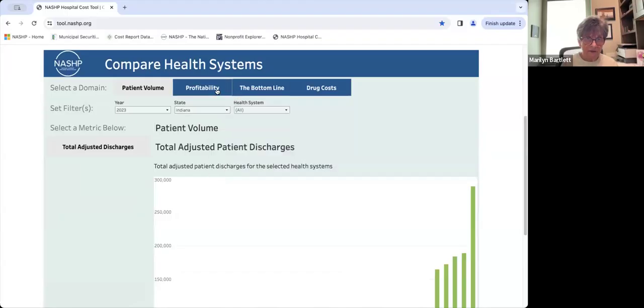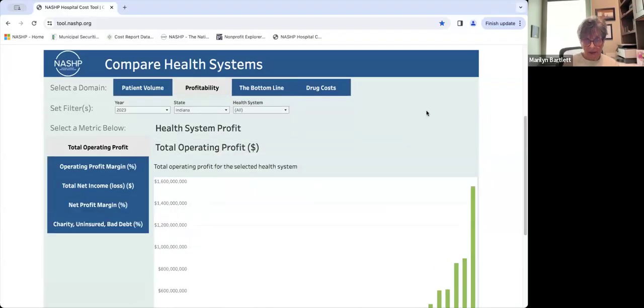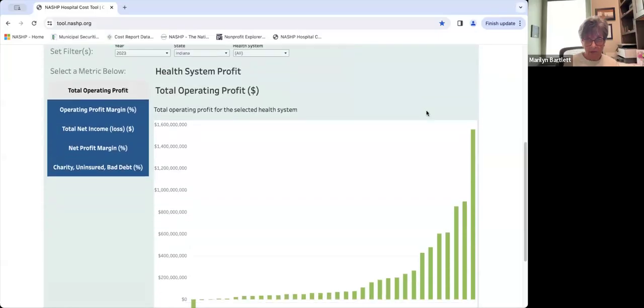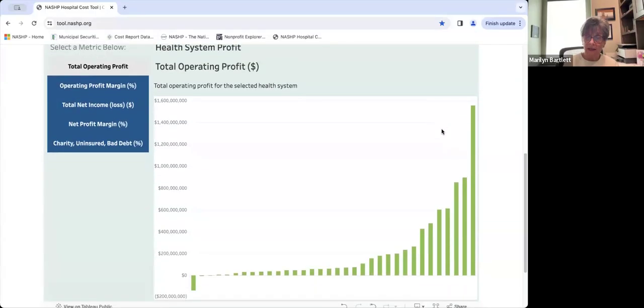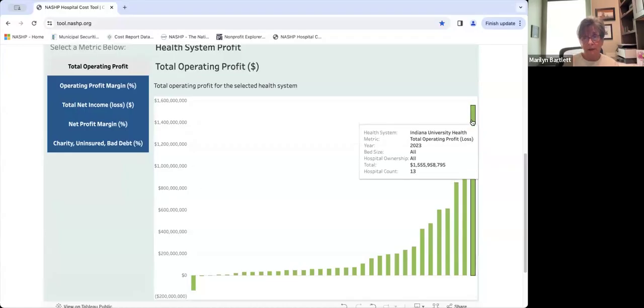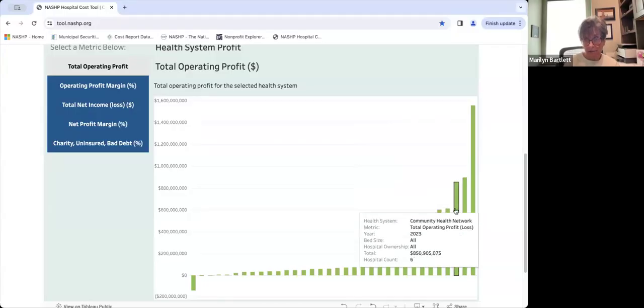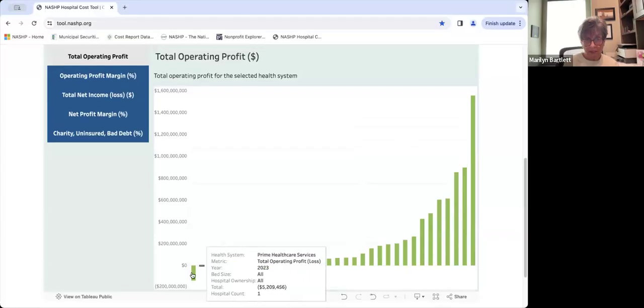So, let me try profitability. Here I am in Indiana, operating profit. And this is total operating profit. Again, these are new charts. And you can see Indiana University is over $1 billion in operating net profit. You can move through these.